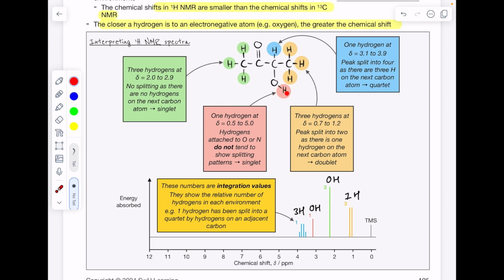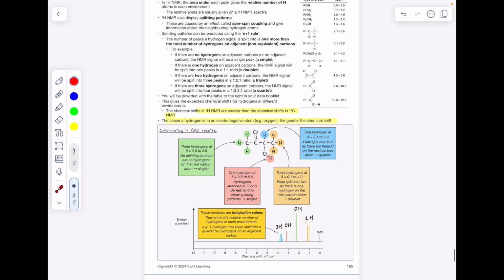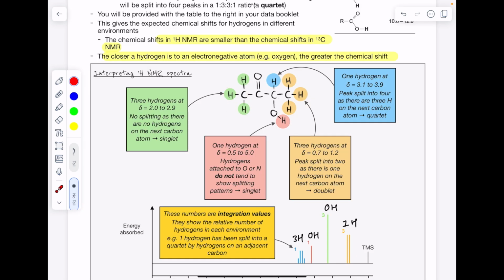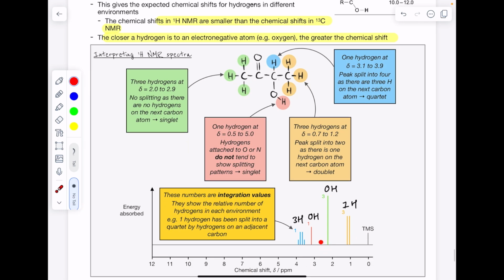This red ink here represents this peak with a chemical shift of between 0.5 to 5, and we've written here that hydrogens attached to oxygen or nitrogen do not tend to show splitting patterns. They're represented by a singlet. Remember, the whole time you'll want to cross-reference with this table from the data booklet just to make sure you're happy with where these chemical shifts are coming from. And then lastly, the 3 hydrogens here located at between 2 to 2.9. As I've said, we've got no splitting here, and that's because, as I wrote here, there will be 0 hydrogens on the next door carbon atom. This is true, there's no hydrogens on here, so we're seeing a singlet.